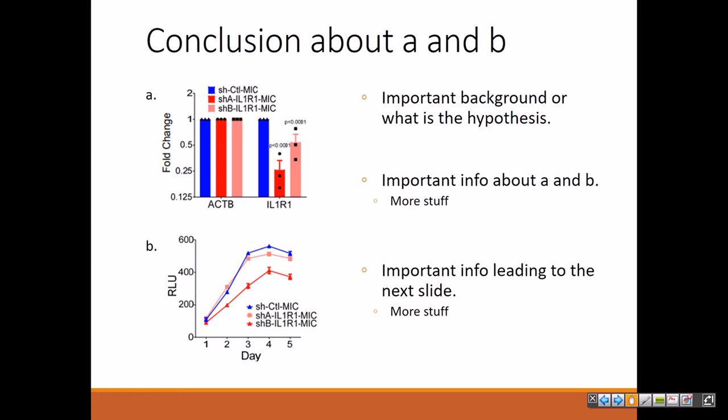So in this example, I would focus on, in this experiment, we knocked down IL-1R1. We confirmed that with qPCR. Then when we looked at luminescence levels, we also confirmed that the knockdown could have effects on protein levels. Then we moved on to the next question, which was, what were the effects on macrophage colonization? And then go on, go on, go on.